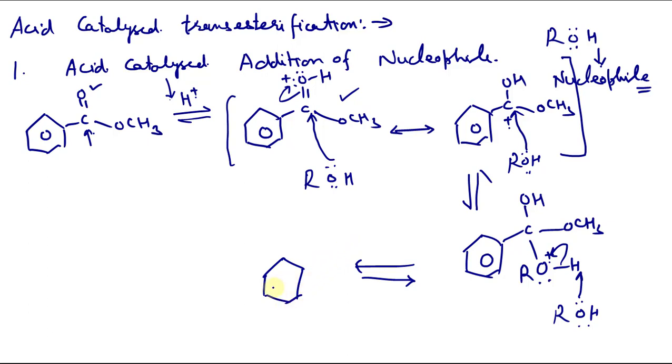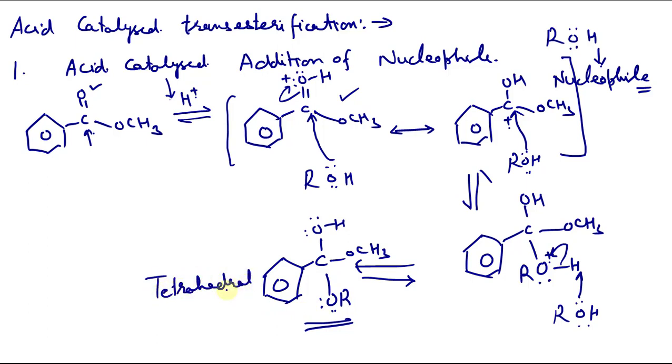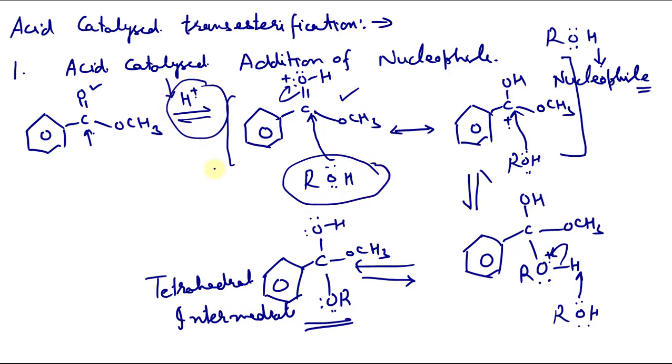This is a deprotonation. We get COH here, and OCH3 and OR. So that is what we get. This is your tetrahedral intermediate. That is an intermediate in this reaction, and the addition of nucleophile has been catalyzed by acid. So this is the first step, addition of nucleophile to give you tetrahedral intermediate. Now from this tetrahedral intermediate we have to eliminate the leaving group, that will also be catalyzed by acid.